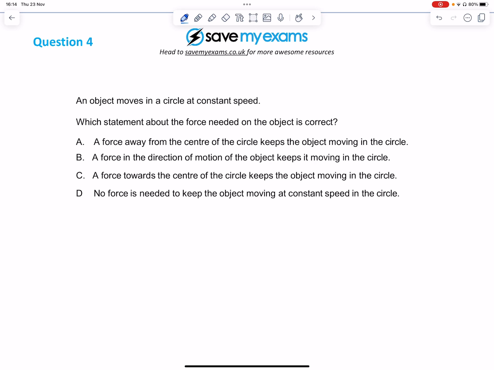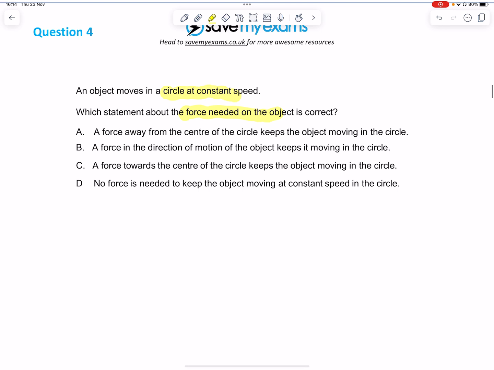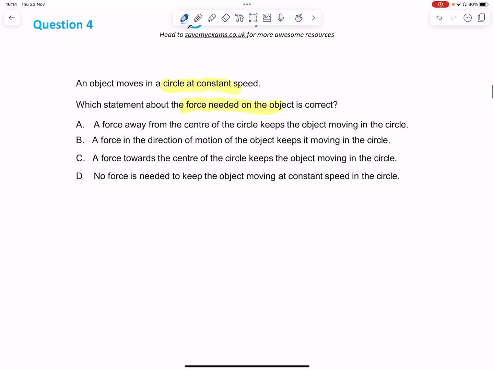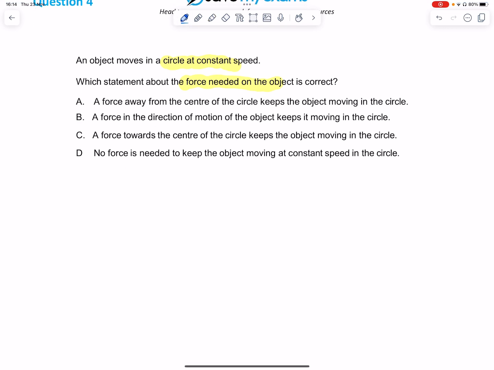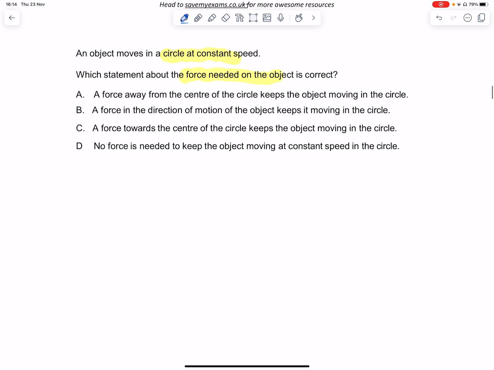An object moves in a circle at constant speed. Circular motion again, which statement about the force on the object is correct? So let's consider all of the options. A: A force away from the center of the circle keeps the object moving in the circle. B: A force in the direction of the motion of the object keeps it moving in the circle. C: A force towards the center of the circle keeps the object moving in the circle.